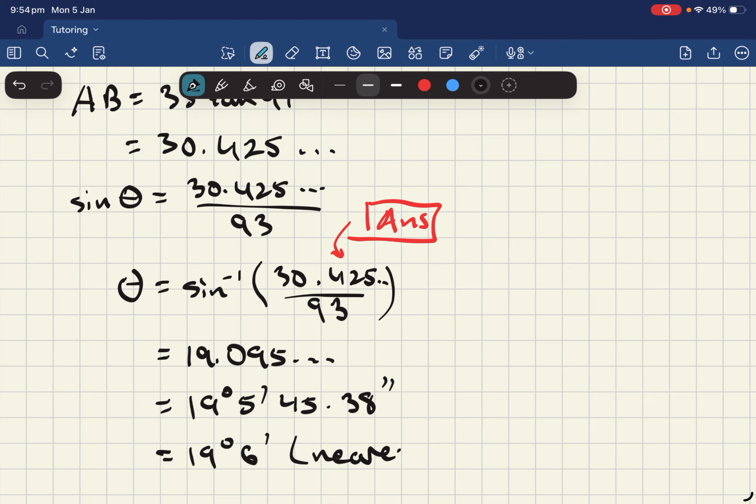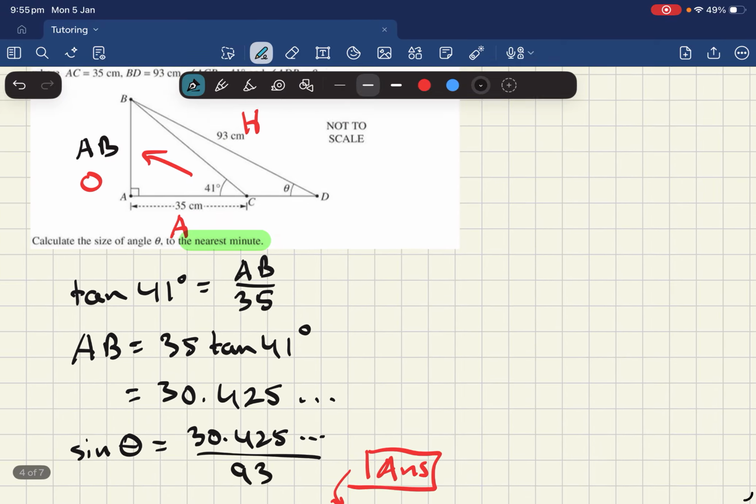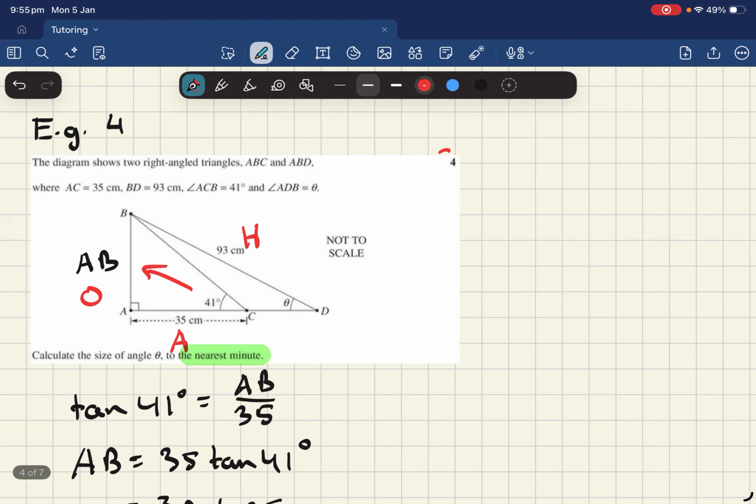nearest minute. So just a bit of a harder question to end on. This was a 4 marker in the HSC. So a lot of marks because we need a lot of working out to get to our answer.